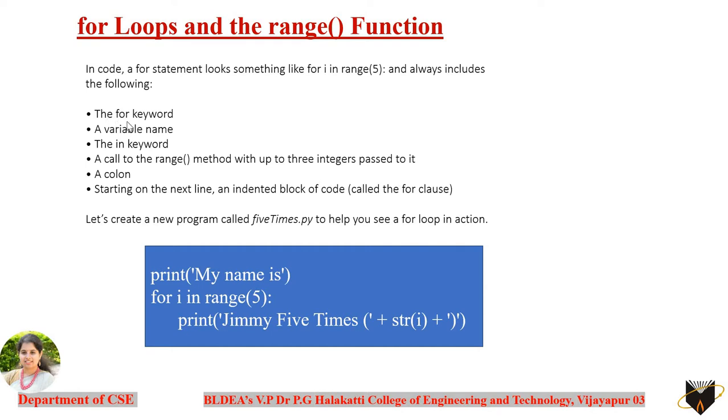For the for loop, we require the for keyword, an iteration variable, the in keyword, a range method followed by a colon, and the block of statements to be executed for the for loop with proper indentation. So here is a simple example where we can see that we have used the for loop. Print my name is a simple statement. So the for loop starts from here with the for keyword, and here i is the iteration variable.